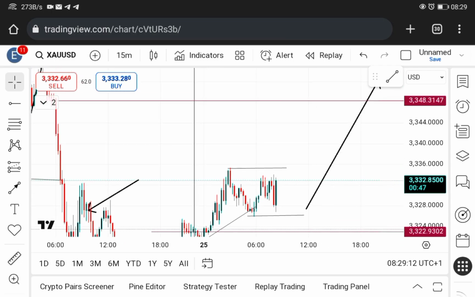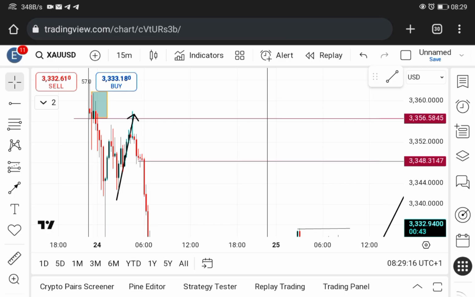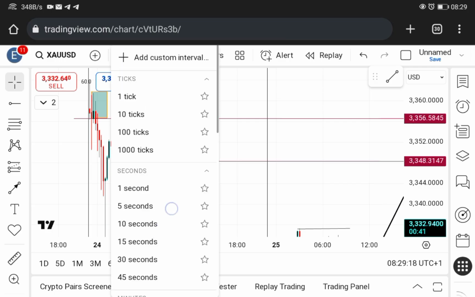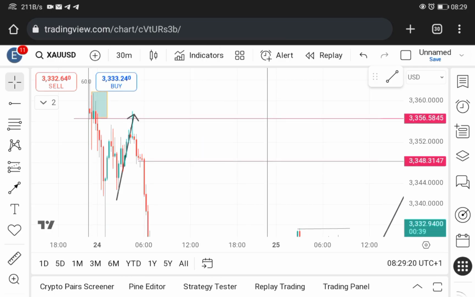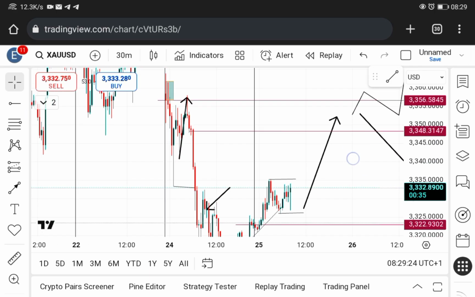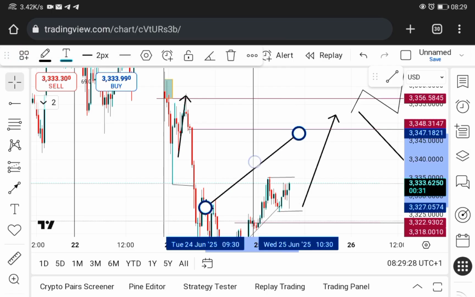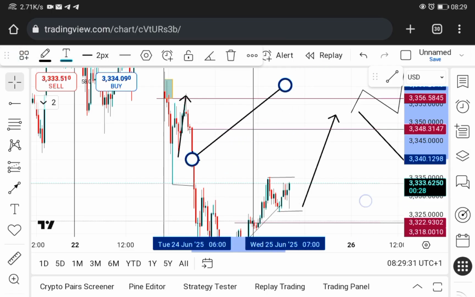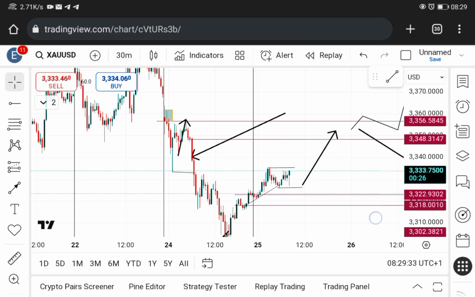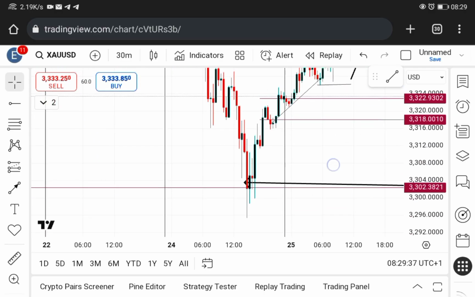For today, as I've already said, if this market pulls back and I go to my 30 minutes, everything will be very clear here. On my 30 minutes, you can see there is a very huge imbalance here. There's imbalance here, so this market must surely feel that imbalance. But it is crazy that this market was not able to give me an entry.